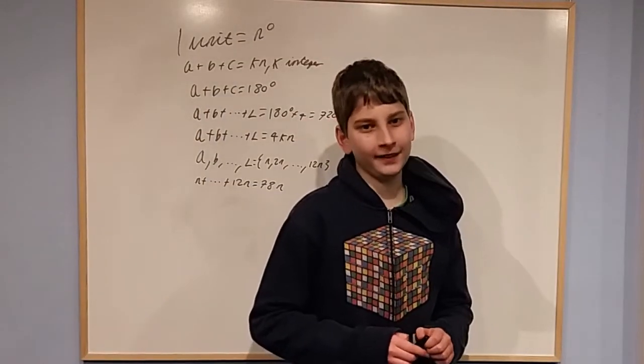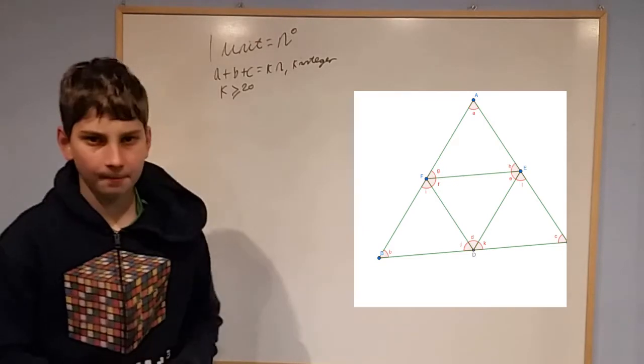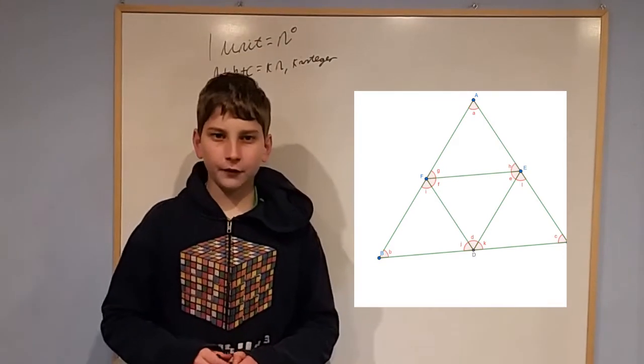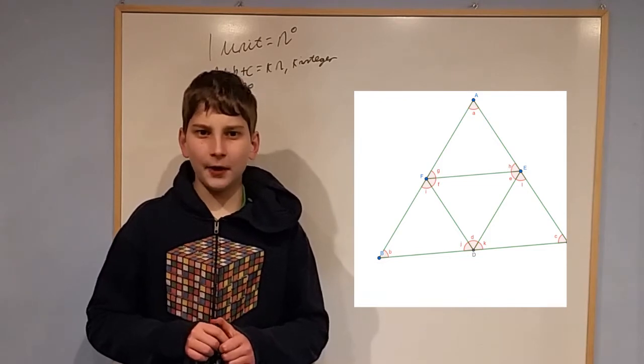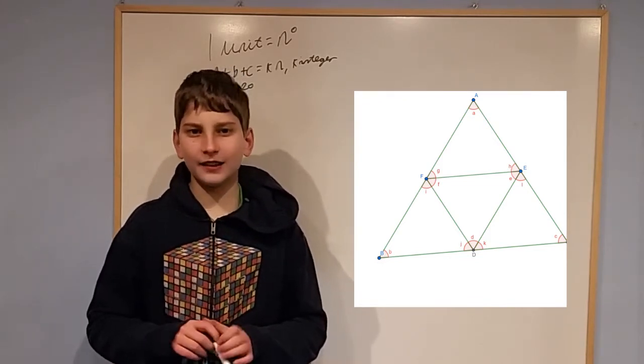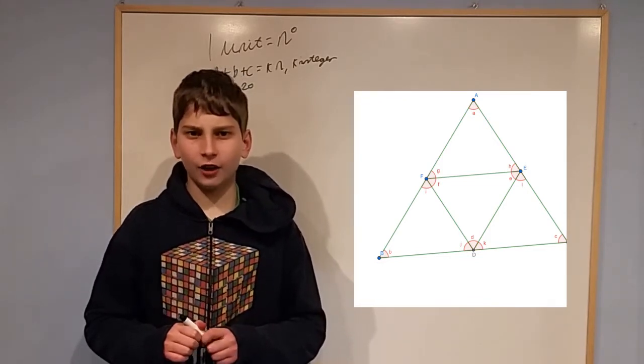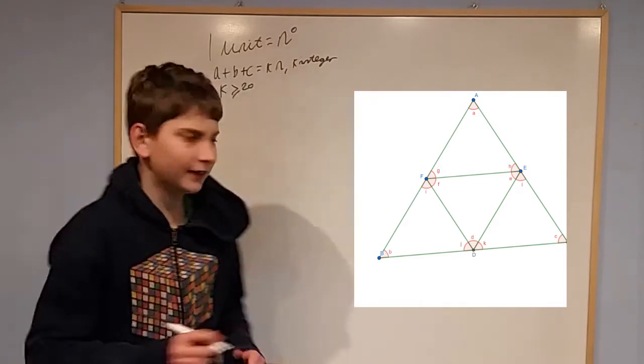Now let's clear some space. Now, note that if we can correctly number all the angles in the diagram for k equals 20, then we will be done, as 20 is the minimum value of k. So let's set k equals 20 and see what happens.